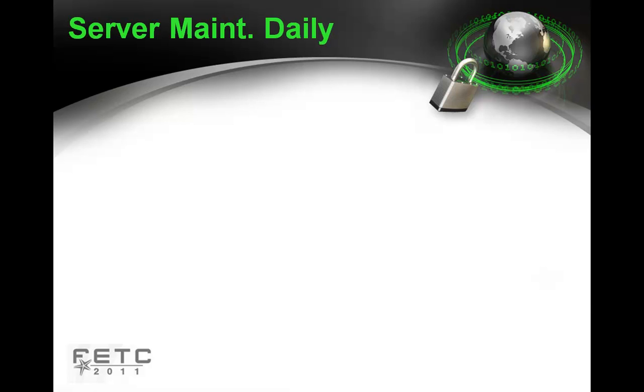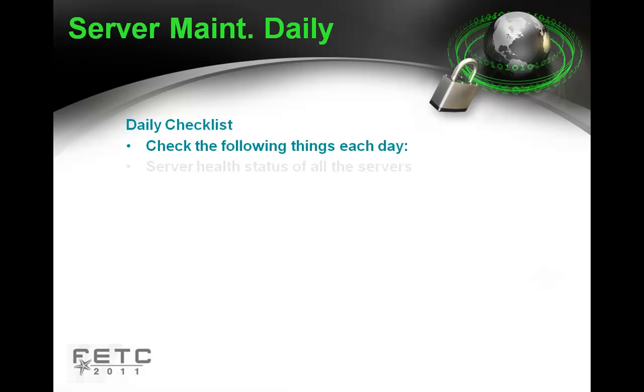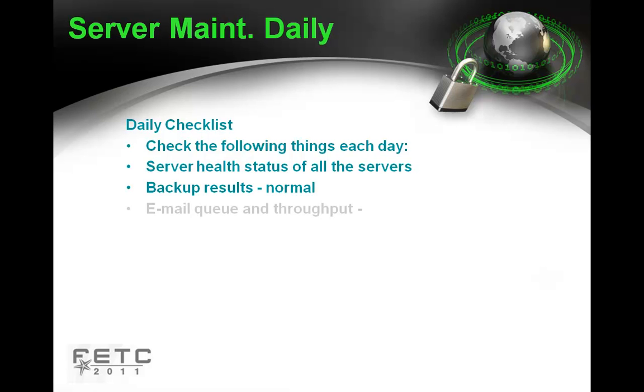Now let's look at server maintenance. What would you do on a daily basis? The daily checklist is the following things. First, we're going to look at the server health status of all the servers. Then you're going to look up the backup results. They should be normal, I hope. And then email queue and throughput. How's your email system doing? Is the email coming through? That's one of the major communications to a lot of parents and a lot of students.